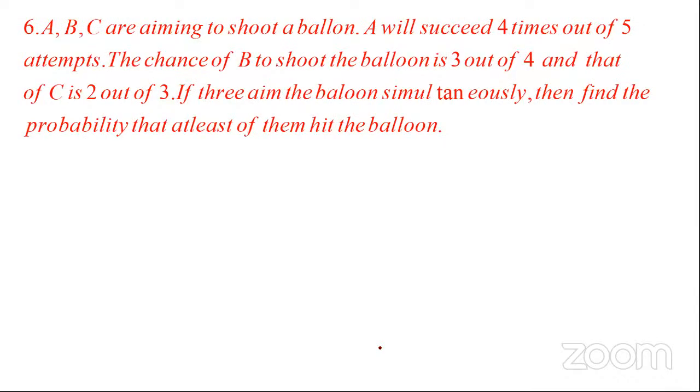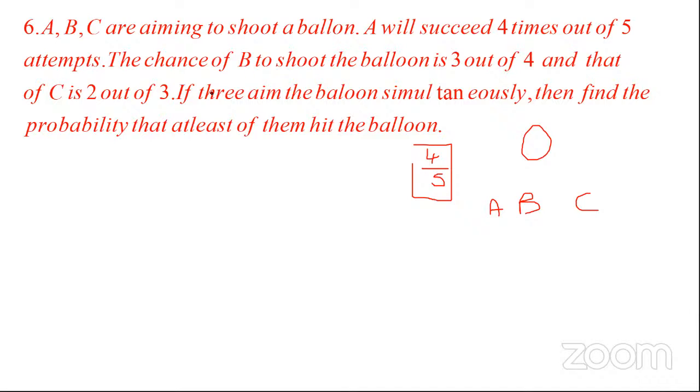A, B, C are aiming to shoot a balloon. So A is here, and B is here, and C is here, and a balloon is here. A will succeed four times out of 5. So favorable cases by total cases, favorable outcomes by total outcomes. So out of 5 times, he will hit the balloon 4 times.